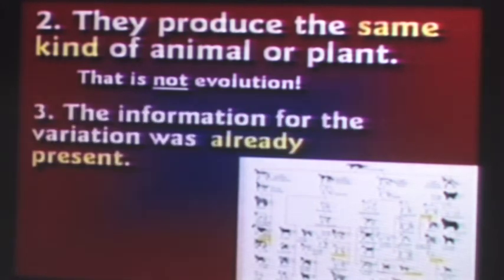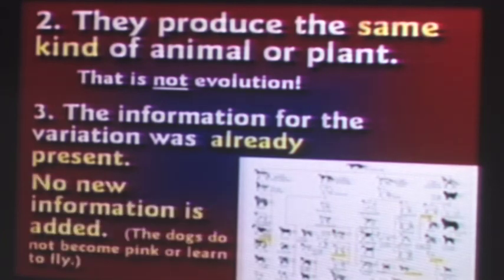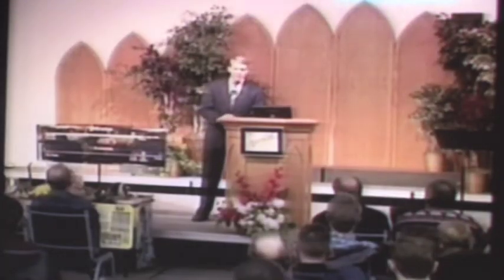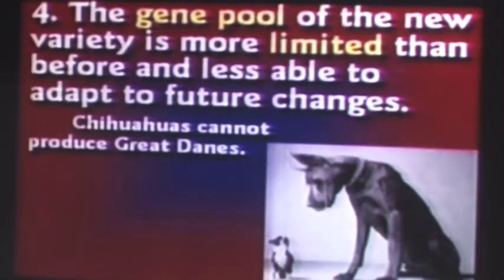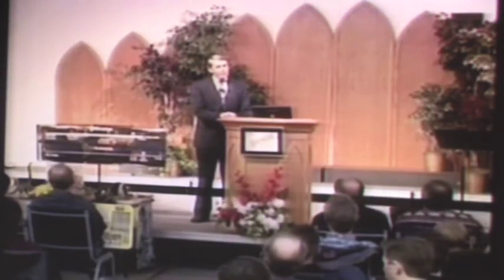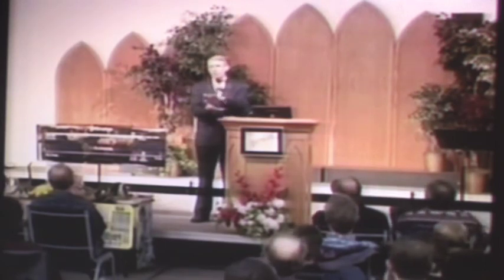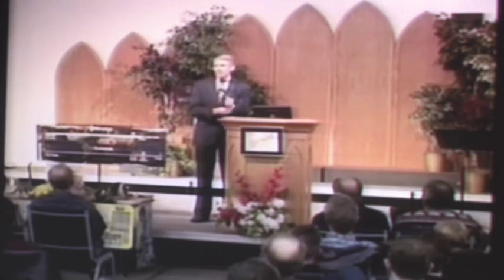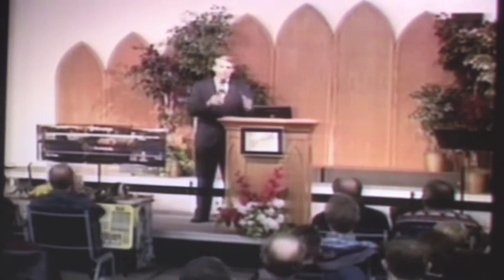And the information for that variety was already present in the gene pool. No new information is ever added. The dogs or the pigs don't learn to fly or become pink. Okay, there's no new information added, just scrambled information. And the gene pool of the new variety is now more limited than before. Somebody spent years crossbreeding dogs to develop a Chihuahua. Genetic information was lost when you got your variation. It wasn't added. You might have selected a certain slice of the gene pool with small dog, quick characteristics, but you didn't add anything. You selected something from the population.